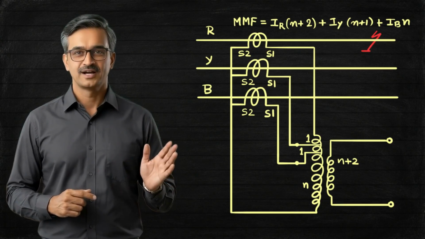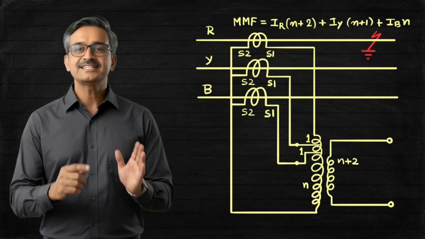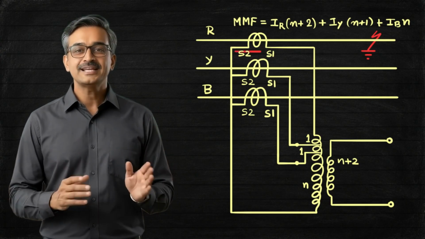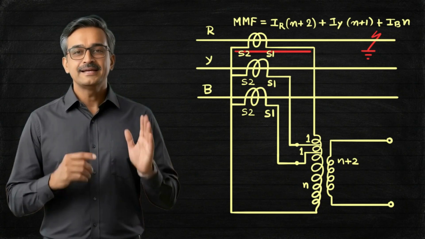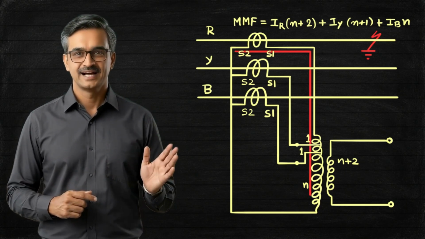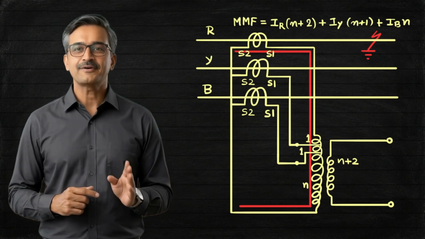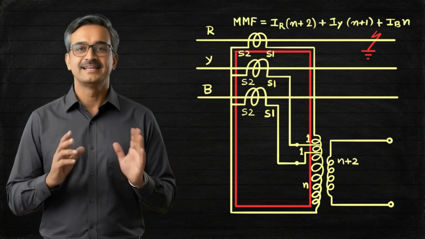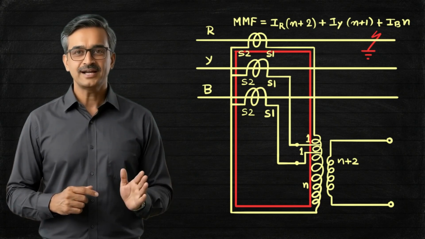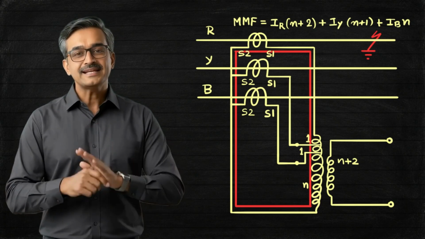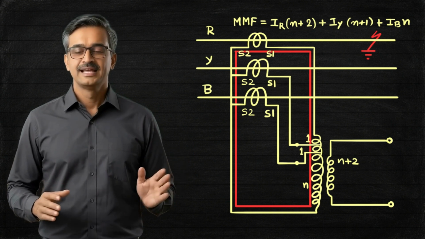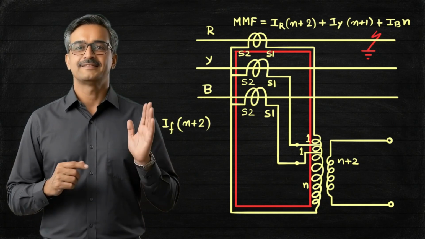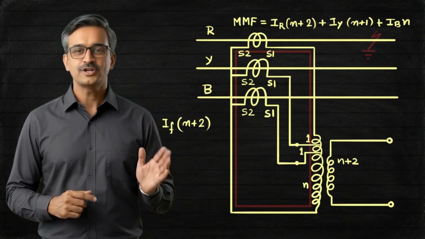Suppose an earth fault occurs on the red phase. The secondary replica of the red phase fault current will circulate through the secondary winding of the red phase CT. It will then pass through the entire summation CT winding and finally return to the S2 terminal of the red phase CT. Since we are considering only the fault current, the fault MMF will be nothing but Fault MMF = If(N+2), where If is the secondary replica of the fault current.